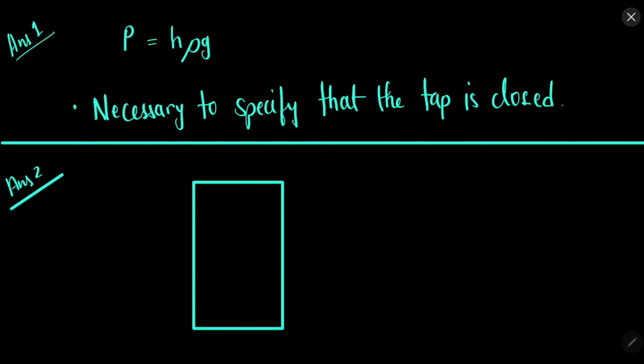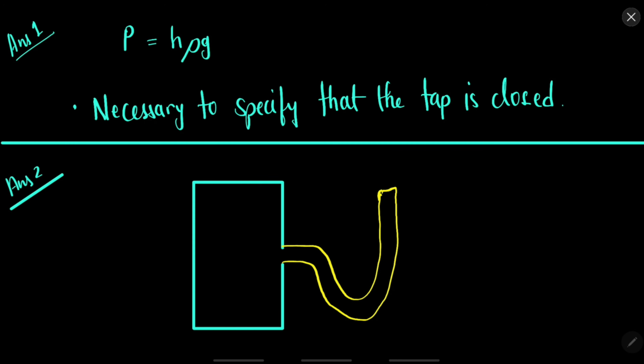Let's say this is our container. We have an opening here. From here we have a U tube in which we have mercury. Let's say this is the mercury, like this. So in this whole region mercury is present.